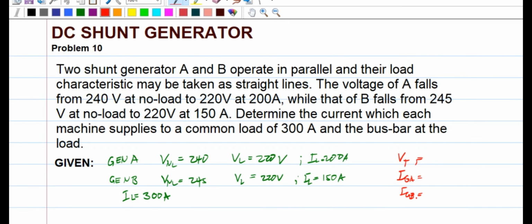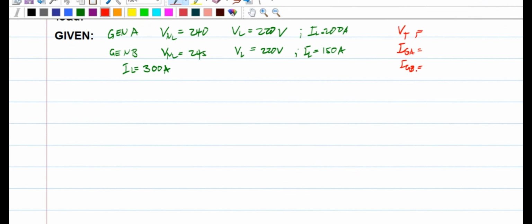Now, it is two shunt generators. The load characteristic may be taken as straight lines, so it is a linear characteristic. So we have to find the solution. First, let us solve the voltage drop per ampere, or the change of voltage per ampere, per generator. Let's try Gen 1, Gen A.